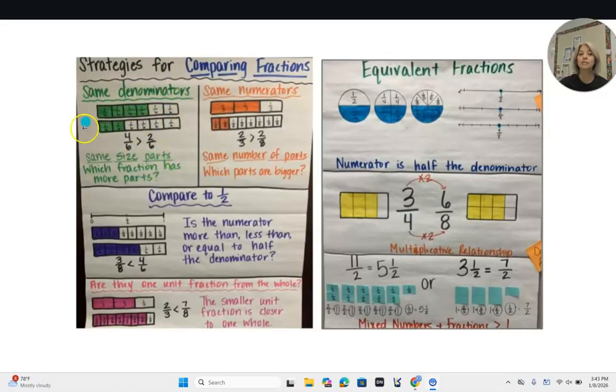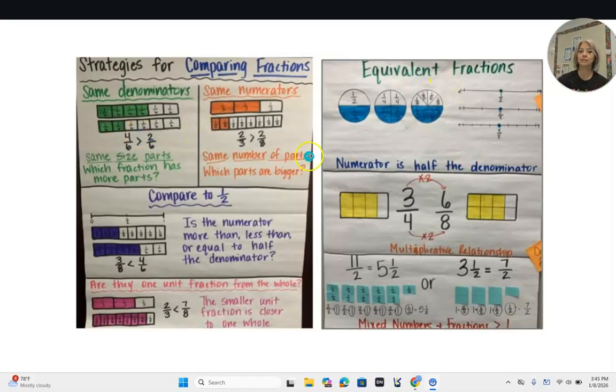A couple of these strategies you may remember from third grade, when your child started learning to compare fractions. So we are reviewing this strategy: when our denominators are the same, this is the easiest type of fraction to compare. We just focus on the numerators and check to see which fraction has more parts. So here we have 4/6 and 2/6, and we know that 4/6 is greater than 2/6 because there are more parts. Our denominators are the same.